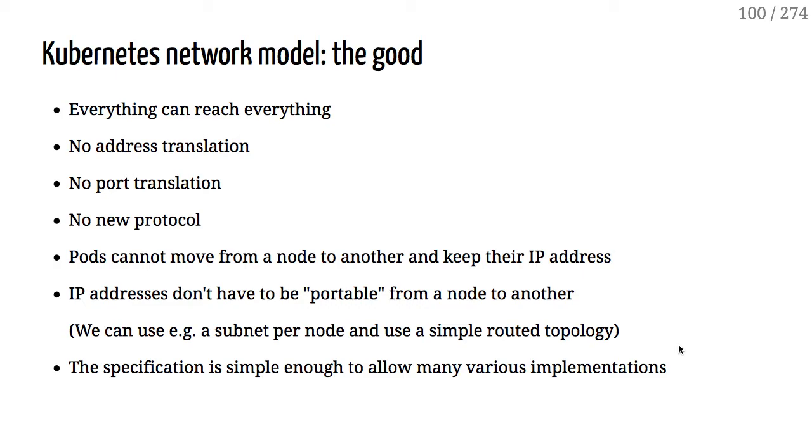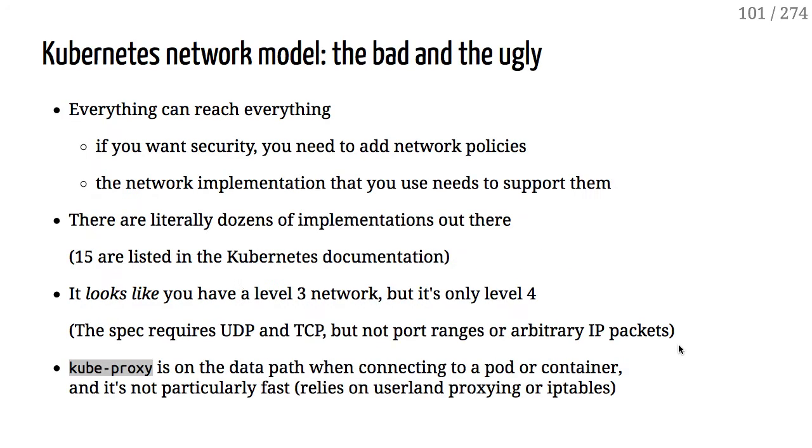We could have subnets on each node, or we could use routing daemons, or we could do whatever. However, it's not extremely secure. All the pods can ping each other. So if you want security, you need to add another layer, which will be network policies. And it means that the network implementation that you picked needs to support that. There are many network implementations out there. Just in the Kube documentation, I counted 15 different network plugins.